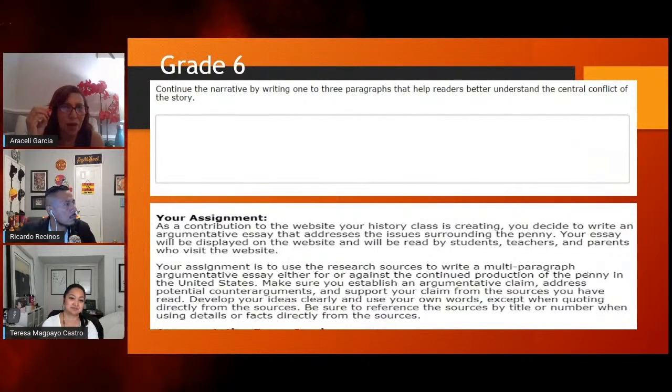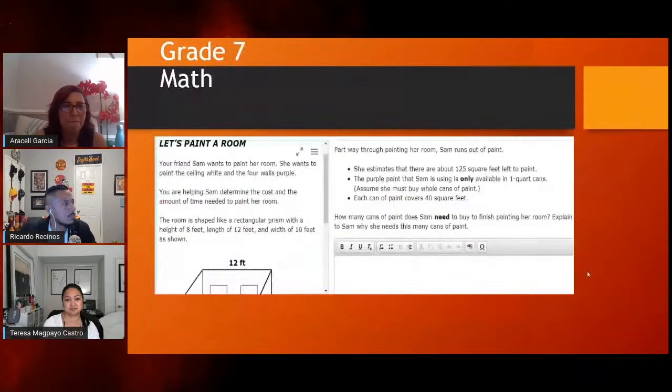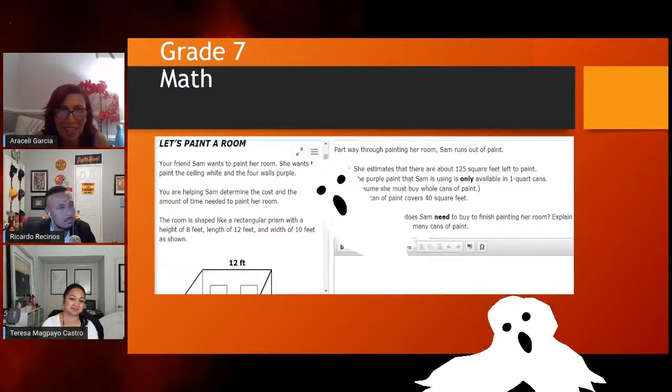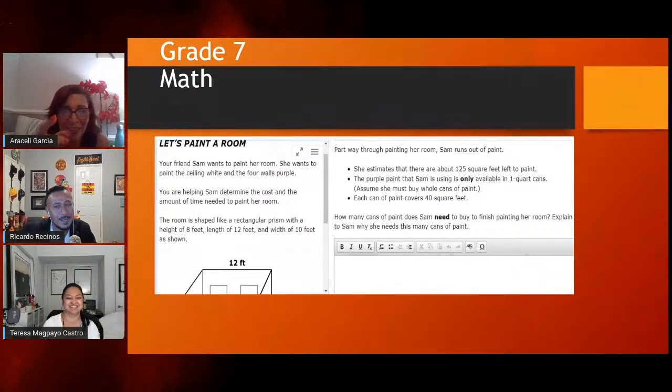Go to the next one. 6th grade, what are you writing? You're going to write research. You're going to write a multi-paragraph argumentative essay, right? About the penny, right? So you need to be able to write some kind of argument. Go, next slide. Math, right? There it is at the bottom, right? You need to explain. Scares me.